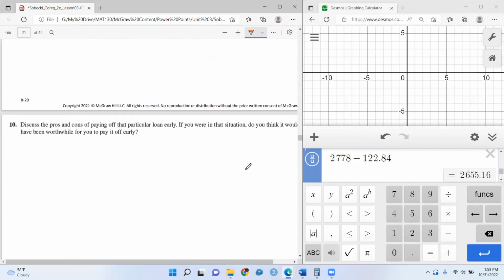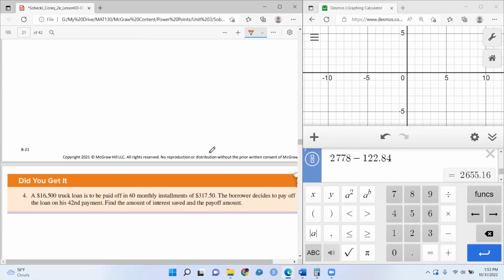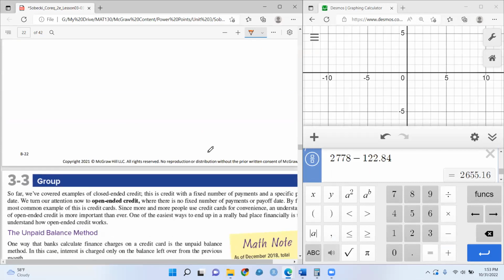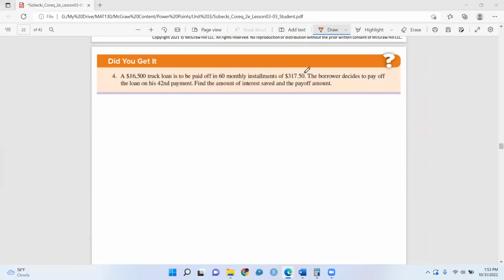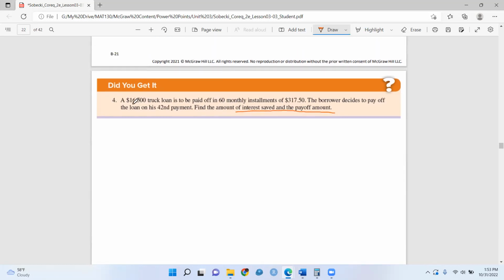I already mentioned this. Is it worth it to pay it off early? I don't know. That's going to depend on each one of you. So how about you try this one? See if you can get the amount of interest saved and the payoff amount if you do this one. Let me give you 5 minutes and I'll share it on the whiteboard.